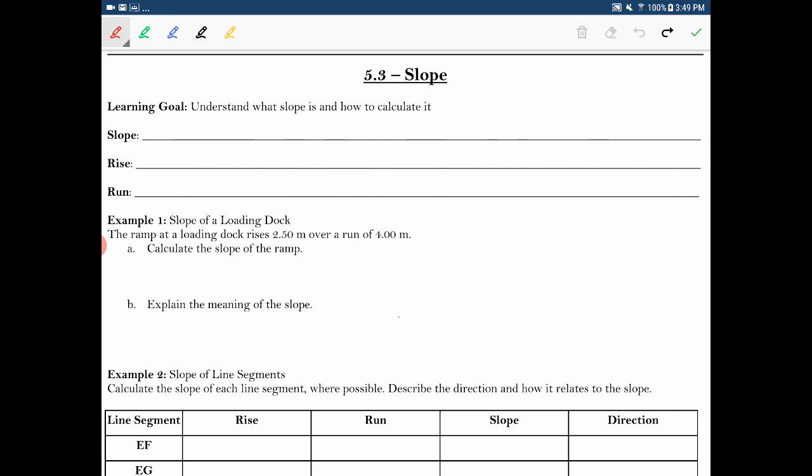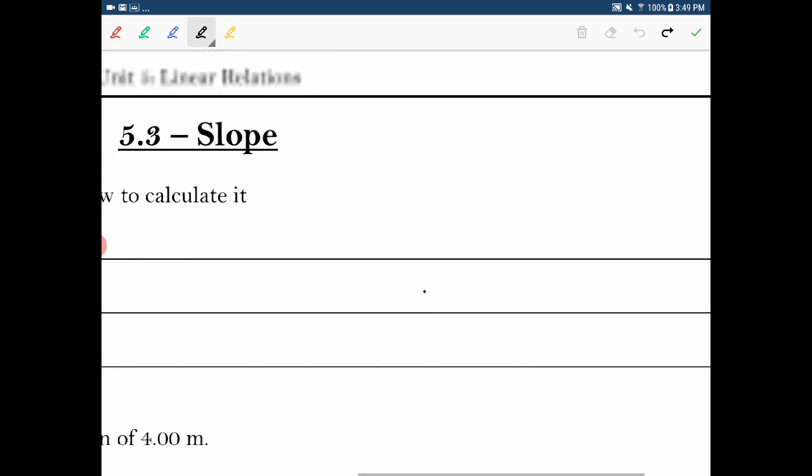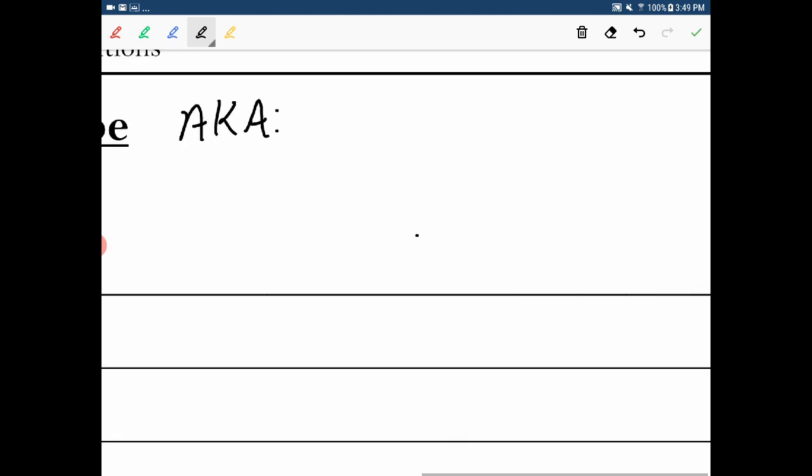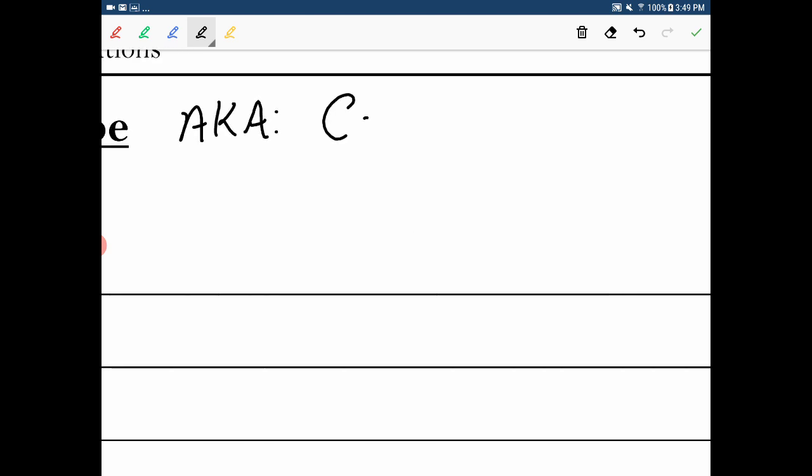So we've actually already talked a little bit about slope, but we didn't call it slope. We called it constant of variation. So I'm going to write AKA, and we're going to say COV, or constant of variation. Now I actually hate calling it constant of variation because it's not a constant.